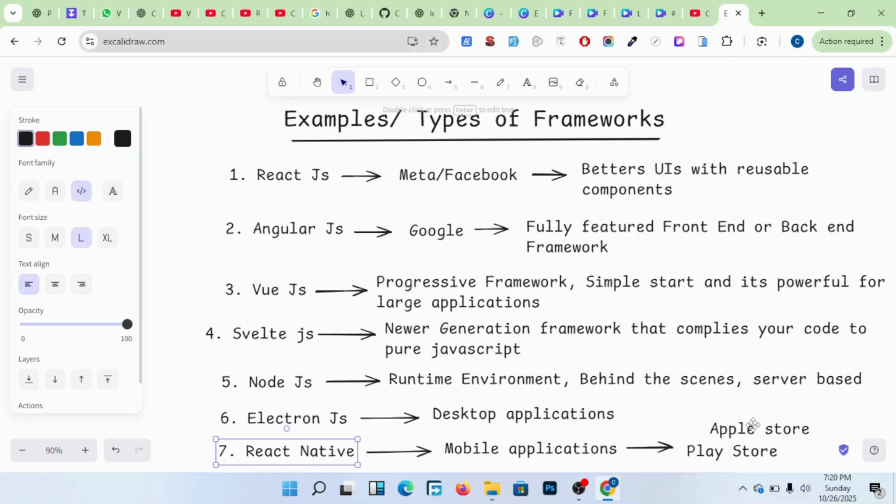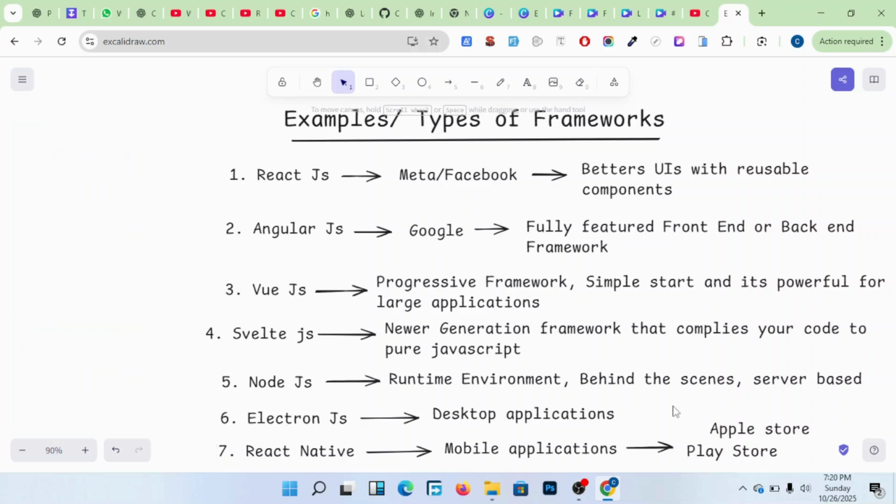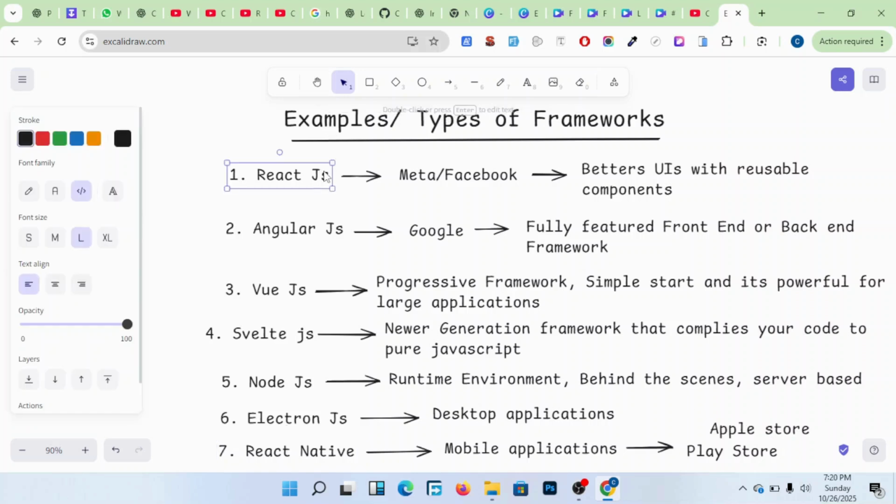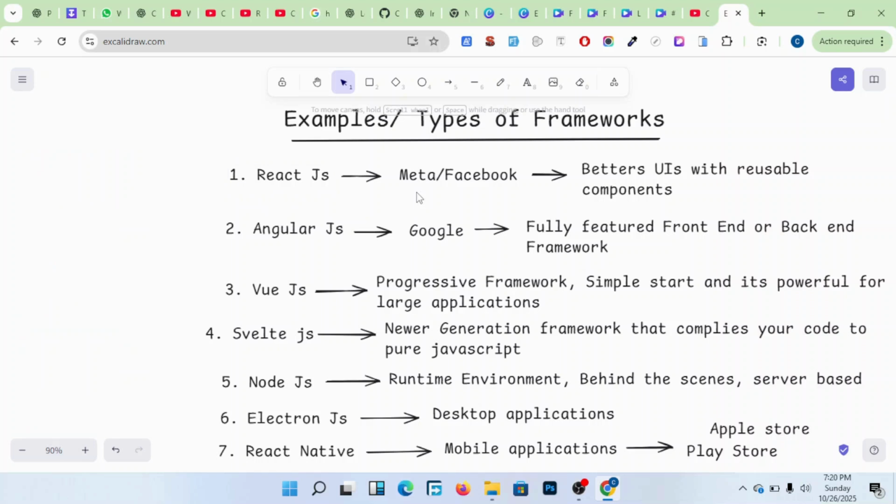Apple Store. Then someone says, I want to go for React JS, the most common and most popular. Then you venture in that. So members, people take different paths, people venture.